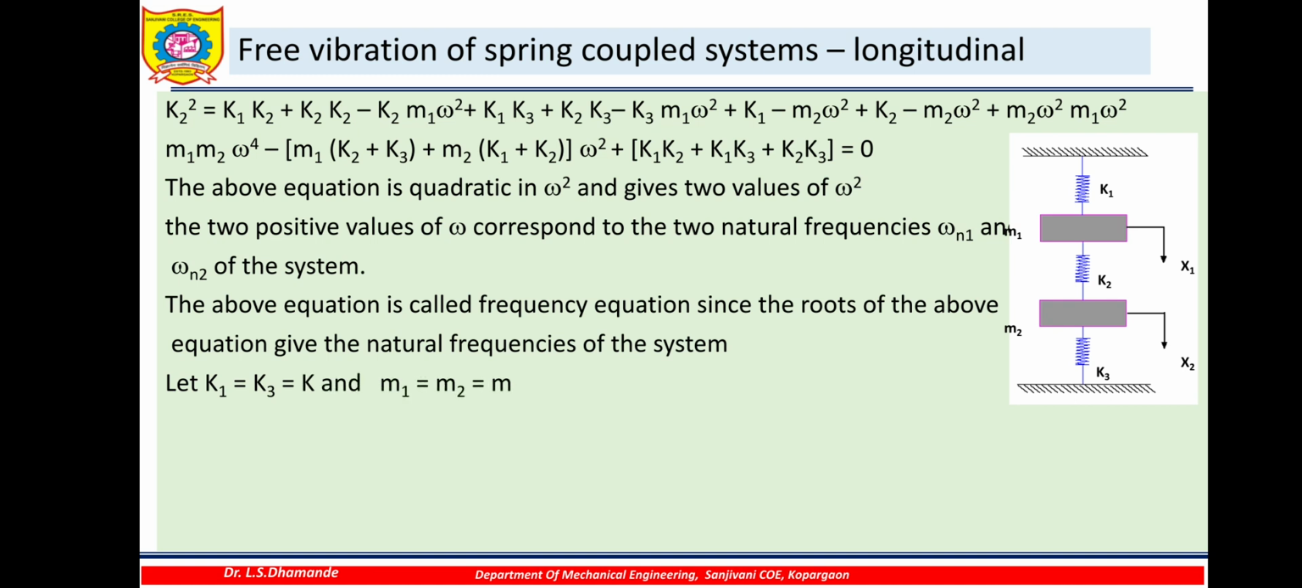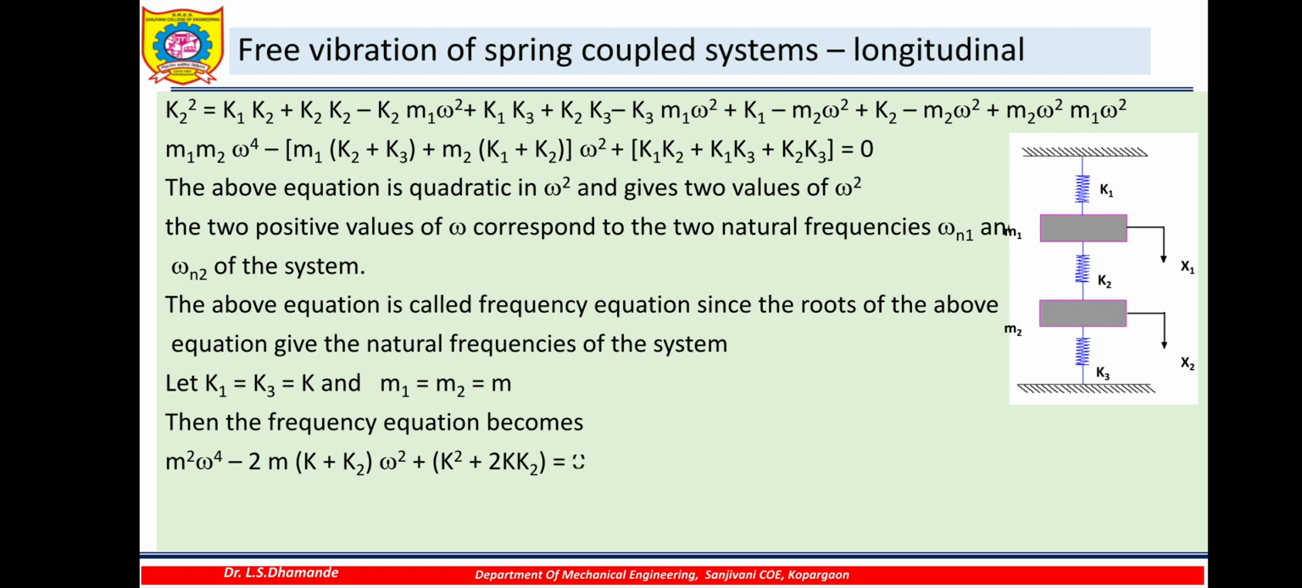So you are putting k1 equal to k2 equal to k3 is equal to k. So the bottom spring and the top spring have the same stiffness, and the middle one has some different stiffness, and the masses are also the same, m1 is equal to m2, so that this equation becomes quite simplified. If I make this substitution, then the frequency equation becomes m square omega raised to 4, because m1 and m2 are the same. Now k2 plus k3 becomes k plus k2, because k1 and k3 are considered as k. So this is the simplified form.